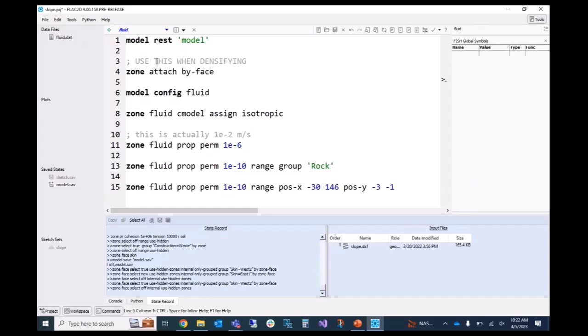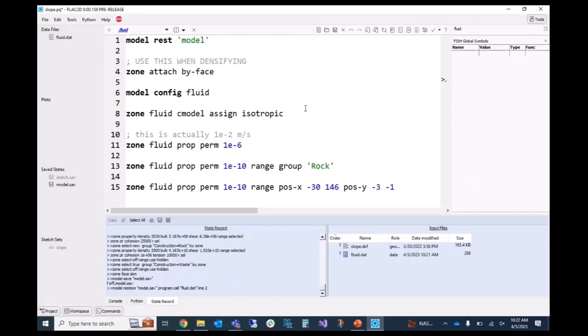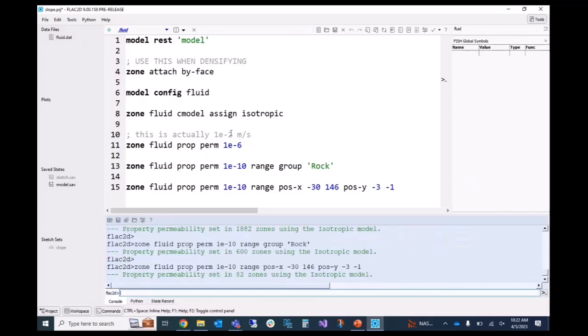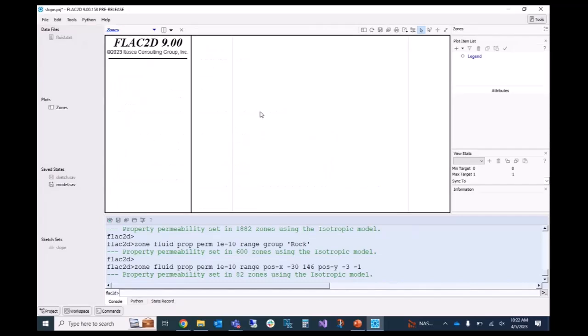So we can run it. Once you finish typing that in, just run this thing. Console. And let's make a plot. So go here and say new plot. And let's call it, I don't know, zones. So hopefully you've done this 100 times already. You go to the plot item list, take this drop down arrow, and you choose zone.